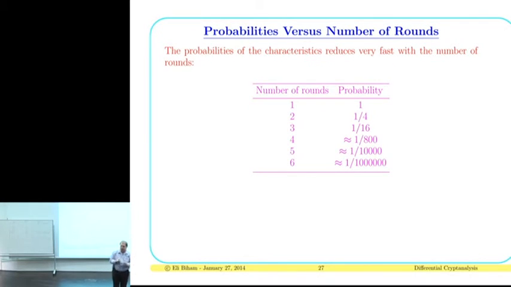Can we do better? And I'll give you a hint. Can we find a characteristic or a set of characteristics where, when we add an additional round or 2 more rounds, the loss in probability is constant? Every 2 more rounds, we lose the same factor in probability. It's not so here. Here we lose more and more with every round.